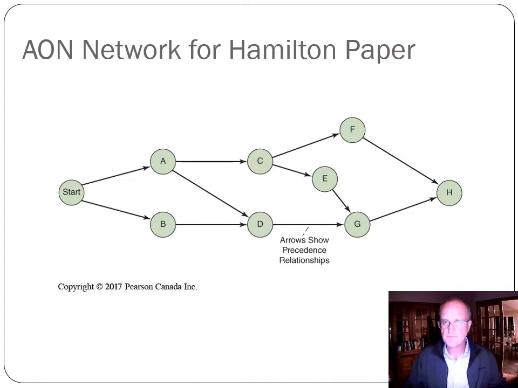So in this case, start comes before A and B, which means that A and B have no activities before them. C has A as a predecessor. It can't start till A is finished. And D has both A and B. G can't begin till D is done and E is done. F and E can't start till C is done. And so we can see the network of precedence relationships in this specific project.